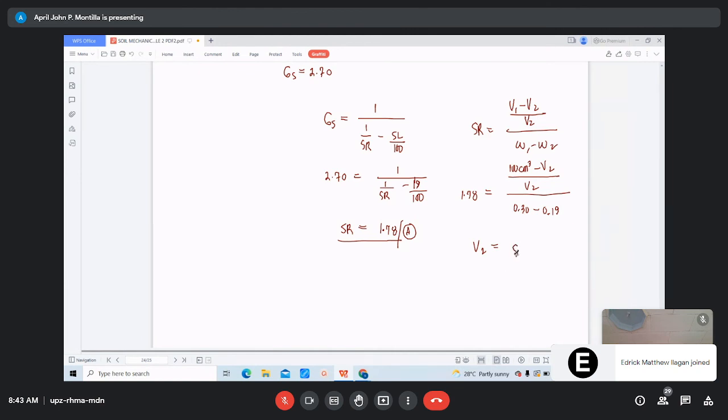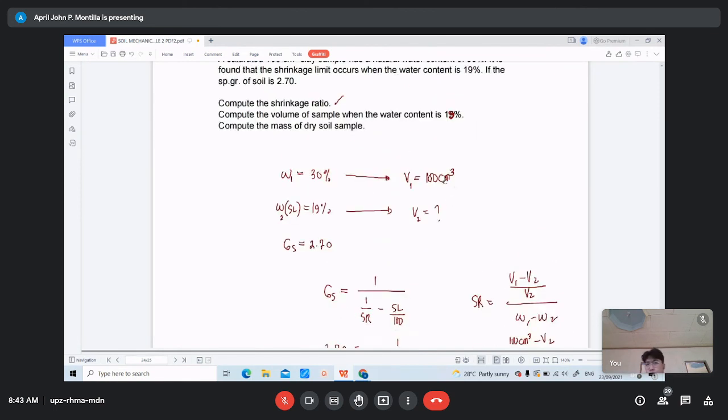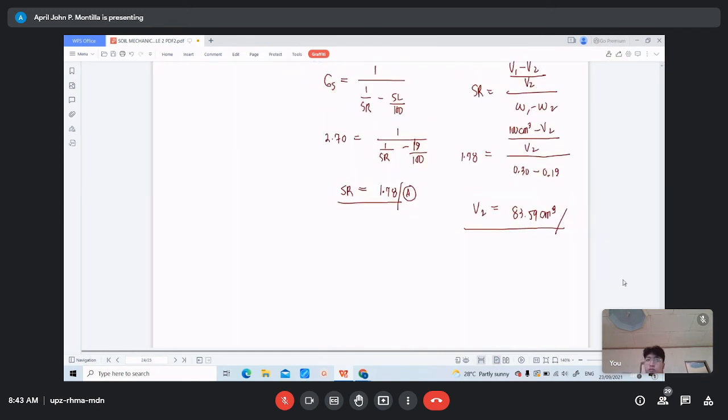83.59. Which is a correct value naman siya, no? Dahil dapat yung V2 mas maliit kay 100, dahil mas lumiit yung water content dyan. Same answers po ba sa iba? Yes. Okay, so store natin kay B.